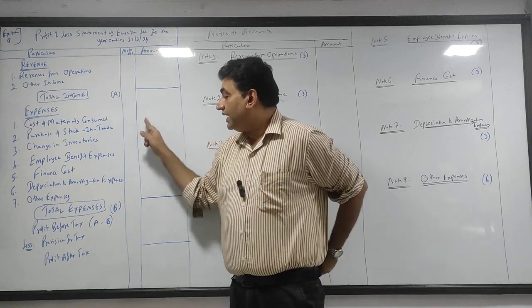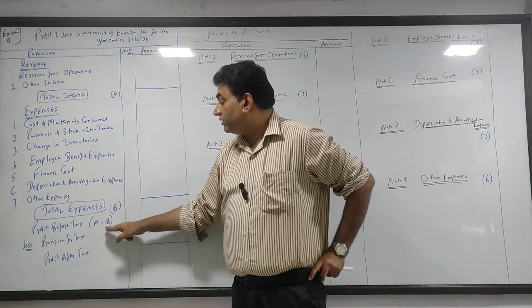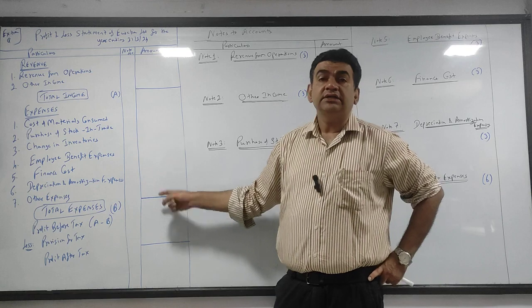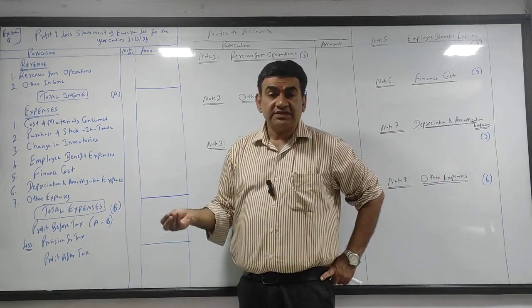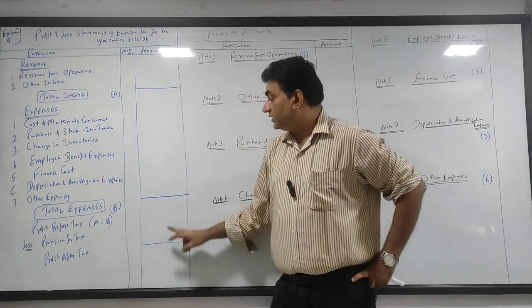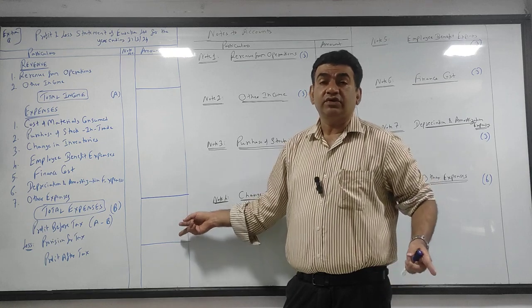So total income A, total expense B. So profit before tax will be A minus B. From this, you will deduct provision for tax. They'll give you the percentage or they may give you the amount. Suppose they say tax provision 30%. So whatever is the profit before tax, uska 30% will be provision for tax.